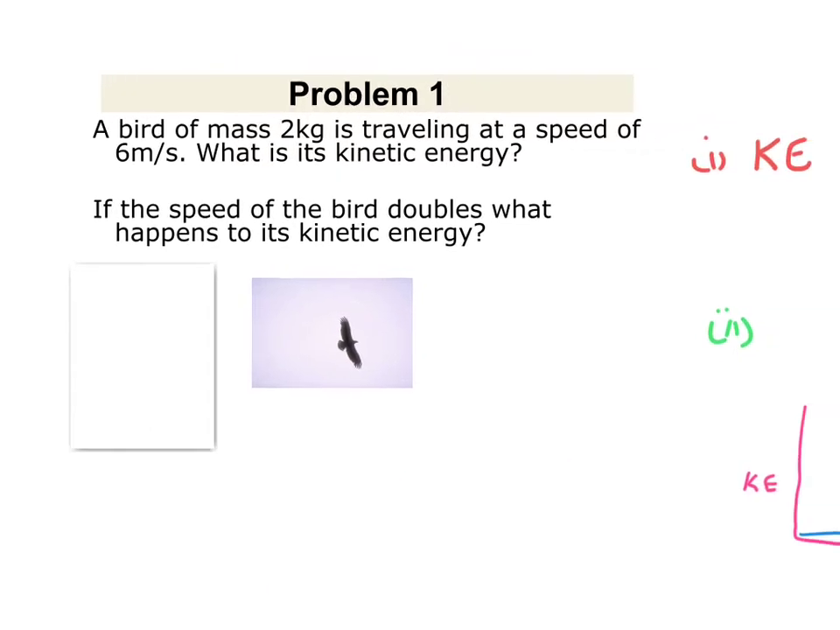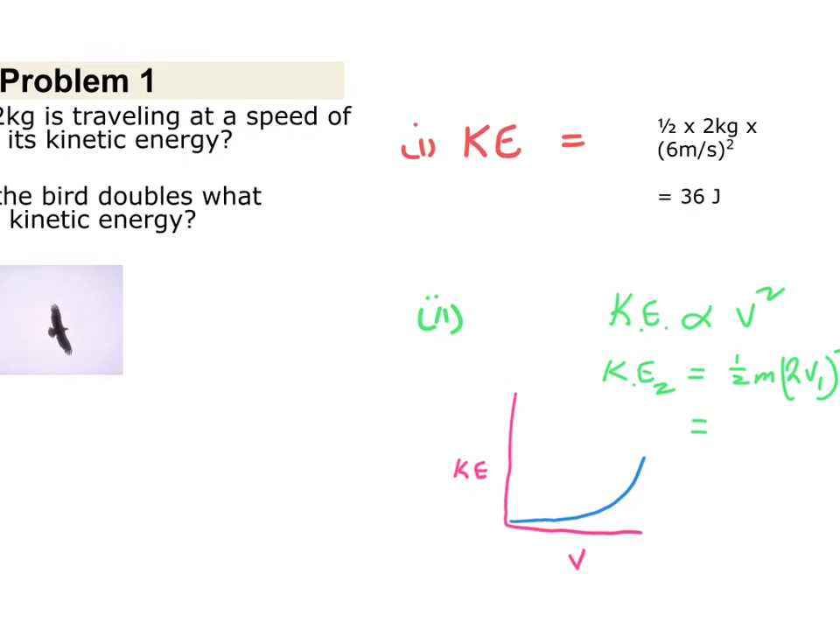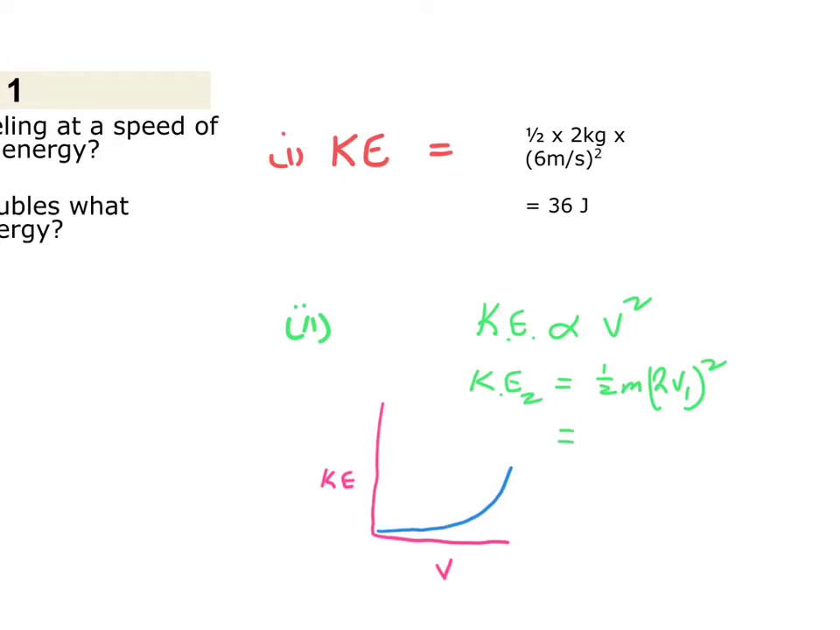Okay, so let's have a look at both of those. A bird of mass is moving. We have the mass, we have the velocity, so we're in good shape to answer that question. We just simply plug in those numbers and we get 36 joules.